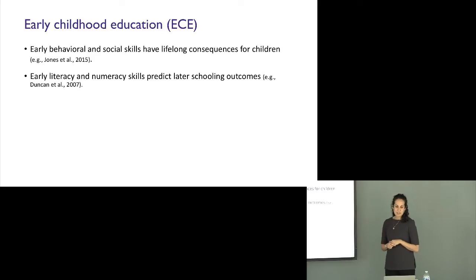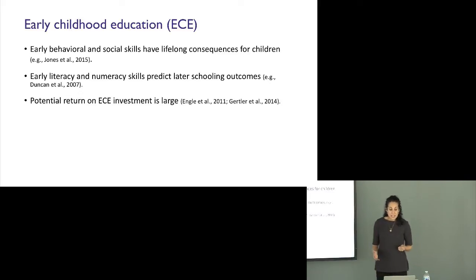In terms of academic outcomes, we also have quite a bit of research showing that early literacy and numeracy skills are strong predictors of later schooling outcomes, again controlling for a whole set of other covariates. And because of that, economists have done a lot of work to look at the potential return on investment in early childhood education and have estimated that for every dollar invested in quality early education, and quality is really a key word here, returns to society are estimated between $4 to $10 for every dollar. That's a pretty good return on investment.